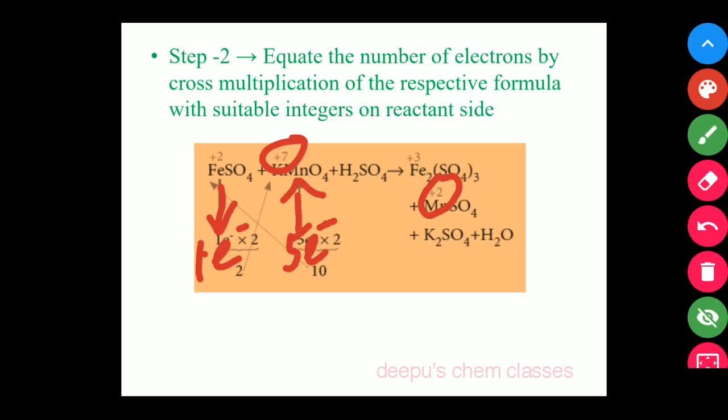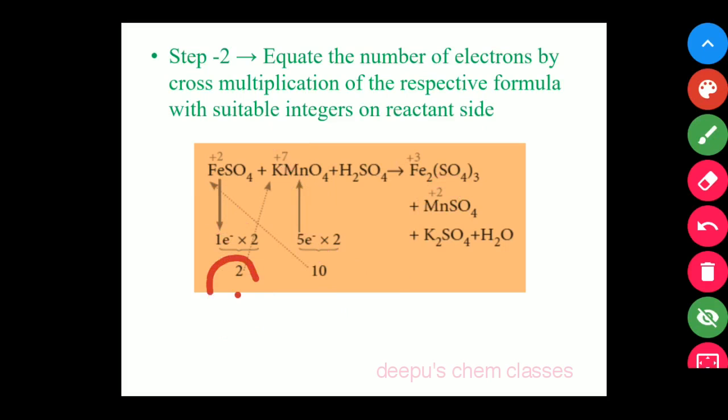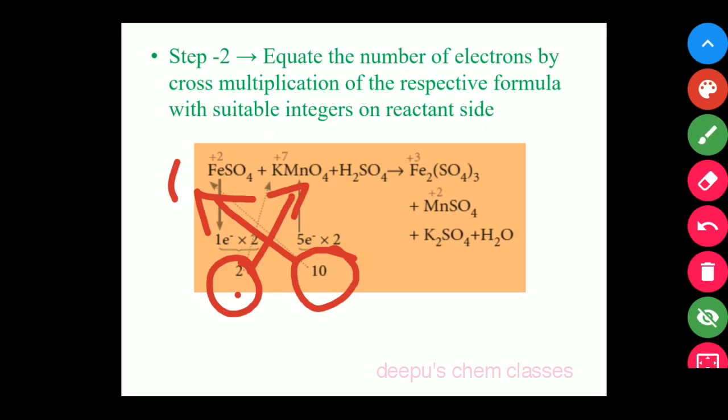If you look well, on the reactant side we have only 1 mole of iron, but on the product side we have 2 moles of iron. So we multiply the lost electrons and gained electrons commonly by the number 2, so that we get 2 electrons over here and 10 electrons over here. Then we cross multiply the number of electrons, so that we get 10 electrons before ferrous sulfate and 2 electrons before KMnO4.